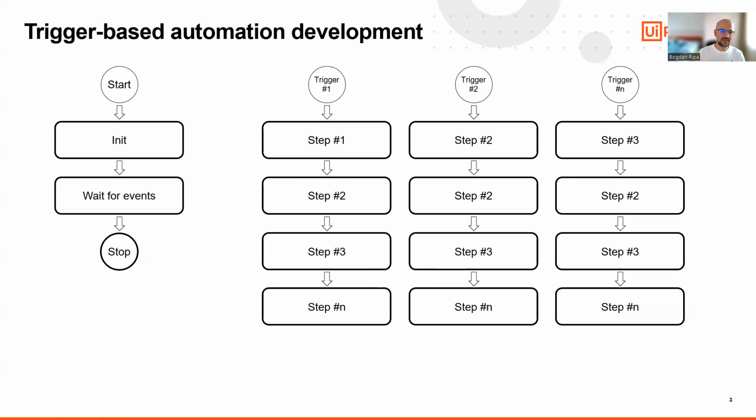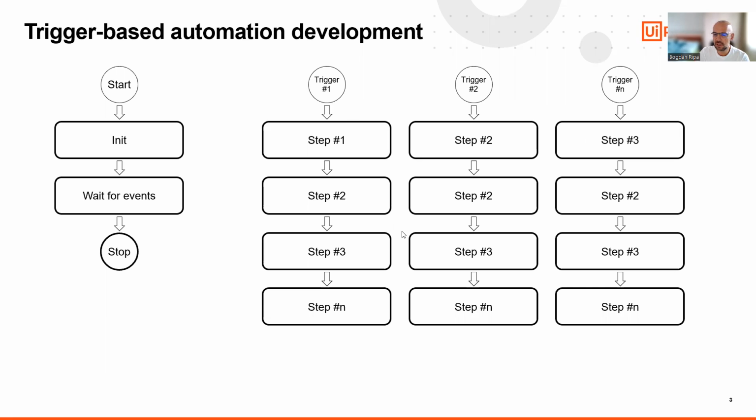The wait for events is an action that will not stop the execution of the automation, but will wait for some things to happen. And then you would have multiple triggers. Here I have trigger 1 through trigger n, and those triggers will just start executing one by one, or in parallel if that's needed. Each trigger will have a number of automation steps that it will be responsible for.